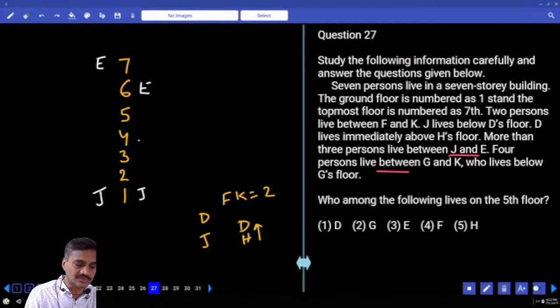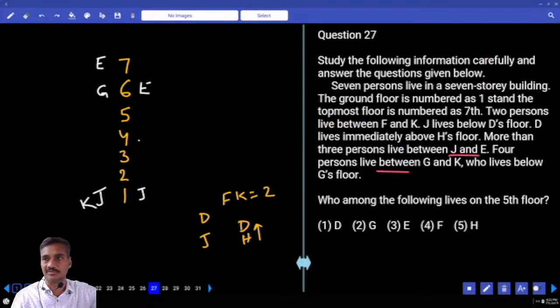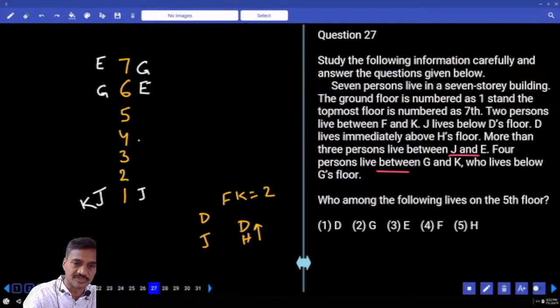Then 4 persons live between G and K, and K lives below G. Between G and K, how many people are there? 4. And G is here, 1, 2, 3, 4. J and K must be the same, not possible. Hence G is here, and 4 persons between, 1, 2, 3, 4, and K must be on the second floor. F and K, there are 2, so F is here.